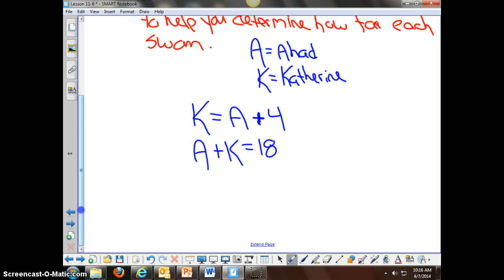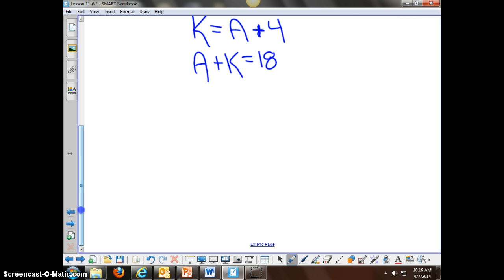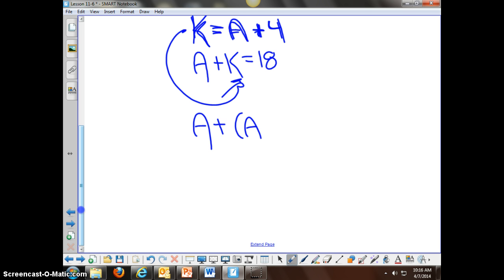Do we need to solve for anything here? Do we need to solve to figure out what A or K is, or do we already know one? We know one. We know K is A plus 4, right? So since we know K equals A plus 4, what are we going to do, Amin? We're going to do A plus 4 equals 18. So if K equals A plus 4, we're going to use this right there, correct? So it's going to be A plus whatever K is, which is A plus 4, and it's going to be equal to 18.